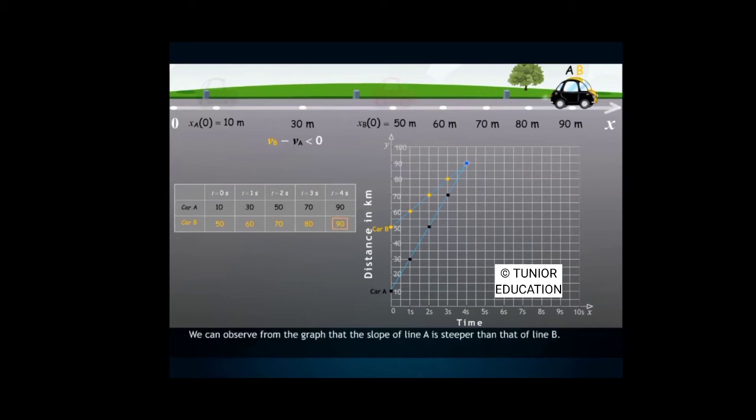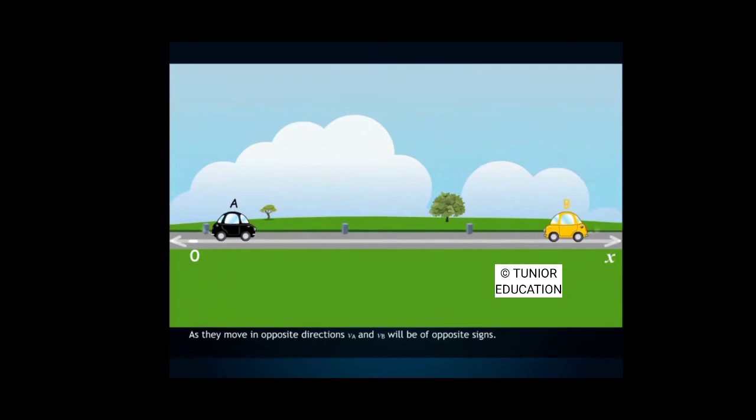We can observe from the graph that the slope of line A is steeper than that of line B. VBA equals VB minus VA equals 10 minus 20 equals minus 10 meters per second, which is equal to minus VAB. When objects A and B move in opposite directions with different velocities, as they move in opposite directions, VA and VB will be of opposite signs.